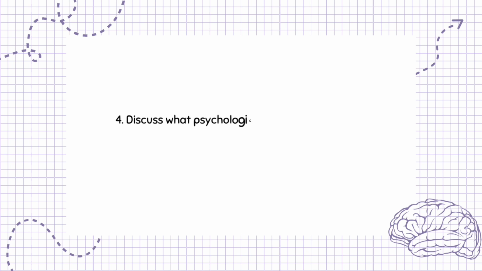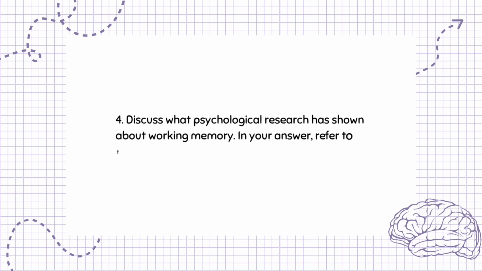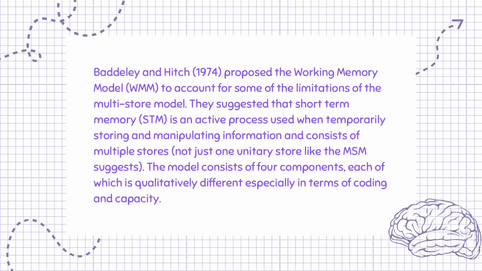Question 4. Discuss what psychological research has shown about working memory. In your answer, refer to theory and/or evidence. 16 marks. Baddeley and Hitch, 1974, proposed the working memory model, WMM, to account for some of the limitations of the multistore model. They suggested that short-term memory, STM, is an active process used when temporarily storing and manipulating information and consists of multiple stores, not just one unitary store like the MSM suggests. The model consists of 4 components, each of which is qualitatively different especially in terms of coding and capacity.